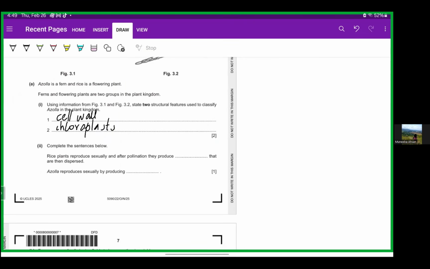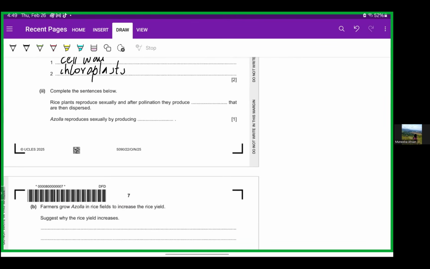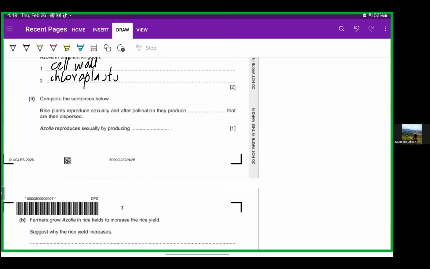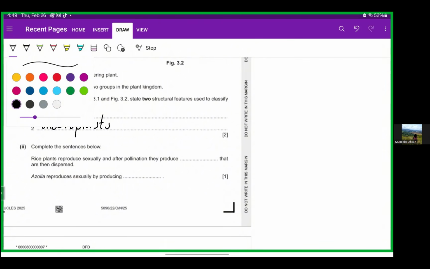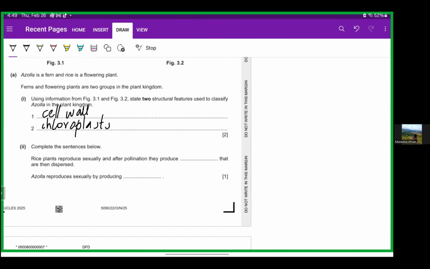Okay. Now the next question, complete the sentences below. Rice plants reproduce sexually and after pollination they produce dash that are then dispersed. So what do they produce after pollination? Obviously they produce seeds. That's the first thing, right? Or you can say fruits, but seeds is the better answer because after pollination, seeds are formed, which can be dispersed as well.